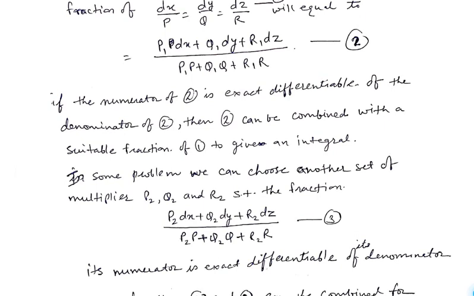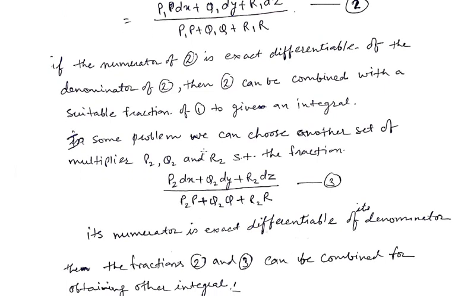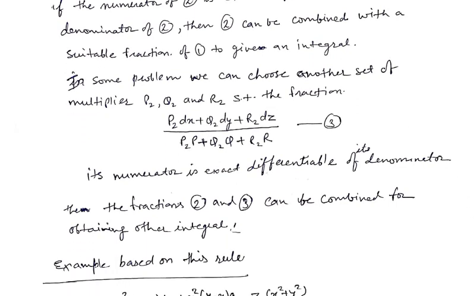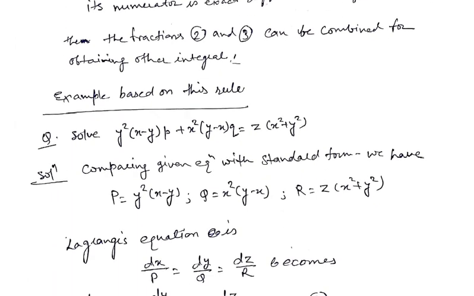Now, in some problems, we choose another multiplier P2, Q2, R2, which are also functions of x, y, z or constants, and use the fractions 2 and 3 to find another integral. Or in some problems, we can also find one integral using rule 1 or 3 and another integral using this fourth rule. So let's try to solve some problems based on this method.